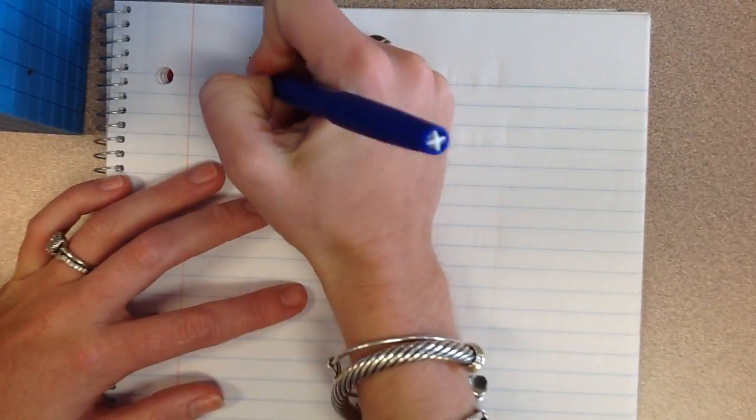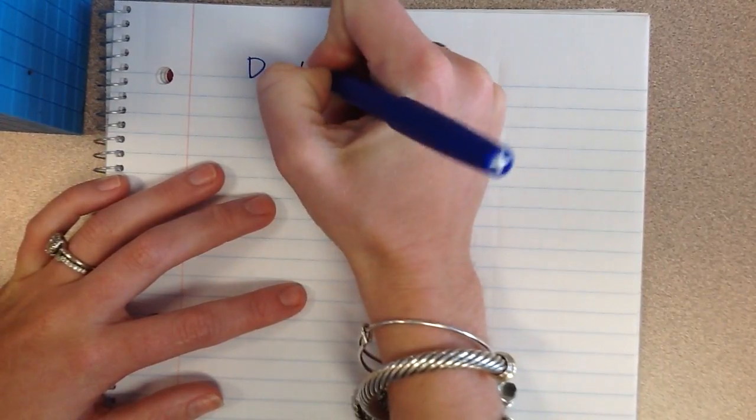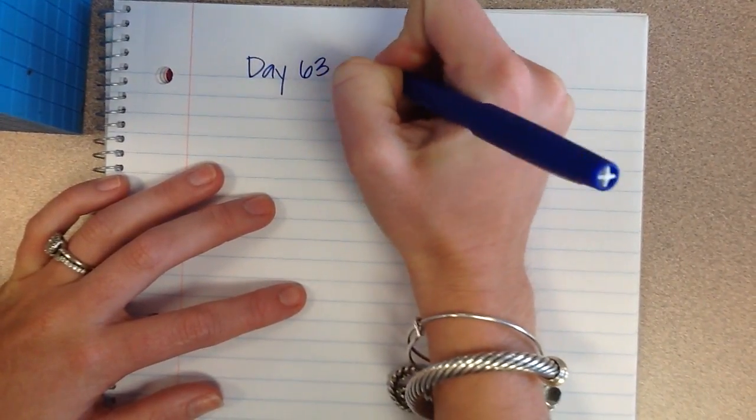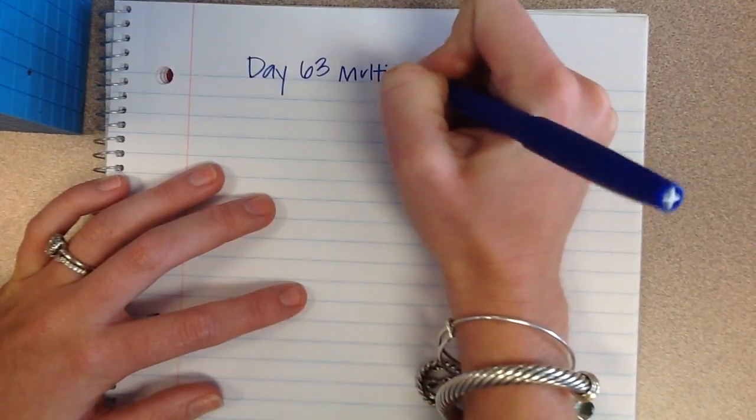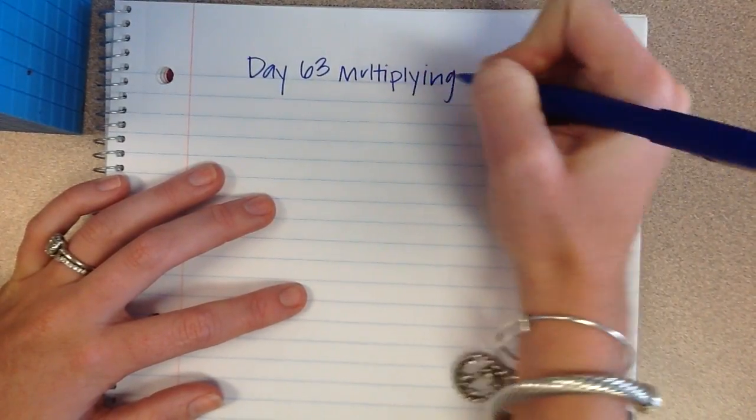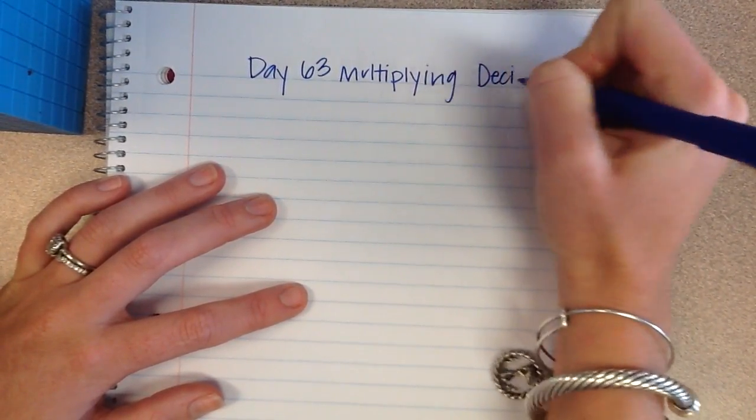Okay, today we're going to do day 63, multiplying decimals.